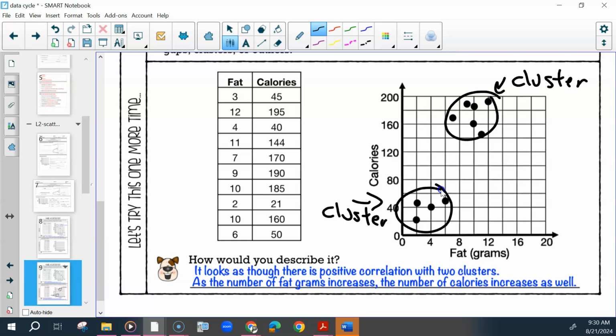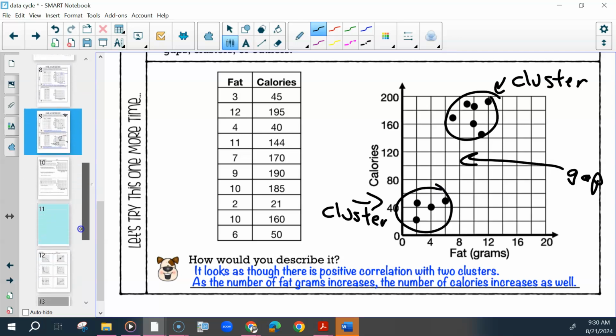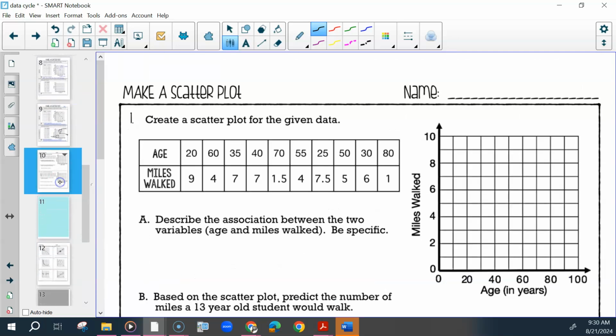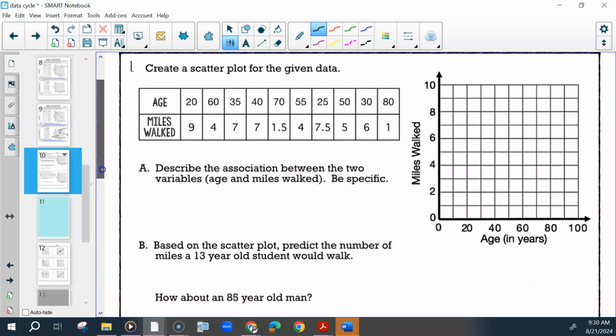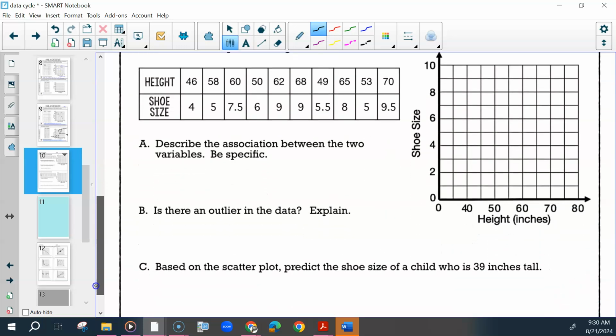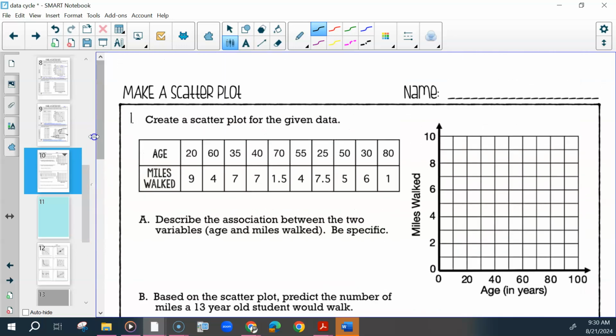I could also say there's a significant gap here. There's clearly a gap here. Okay, we're going to do one more of these and then go on to the very last thing. Yeah, so we'll just do number 1.